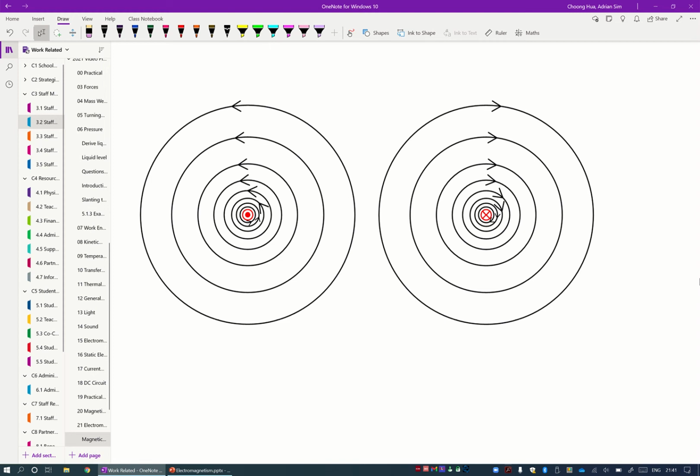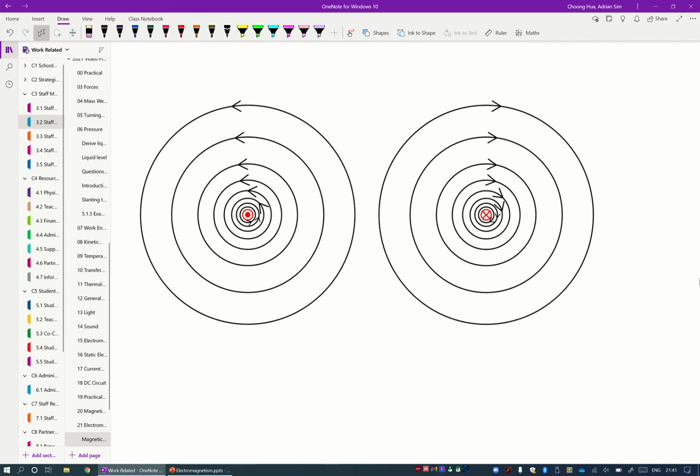Now let's recap back in magnetism. We learned that North Pole and North Pole repel, South Pole and South Pole repel, North and South will attract. So that is very clear. Once you have the North and South polarity, it's very clear which will attract and which will repel.